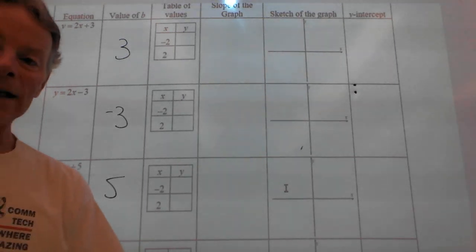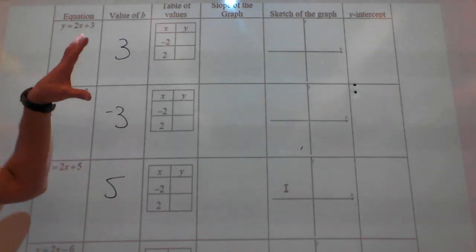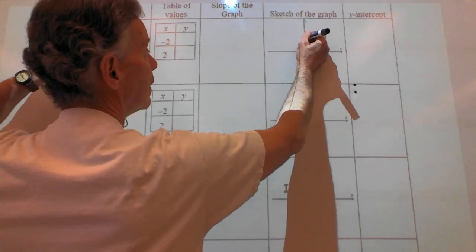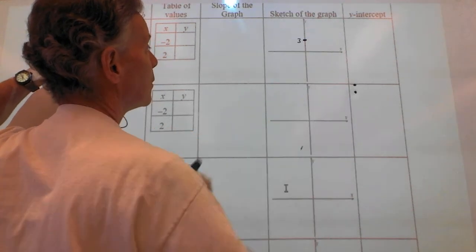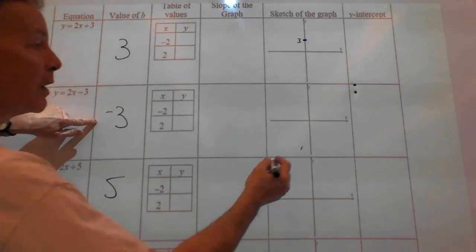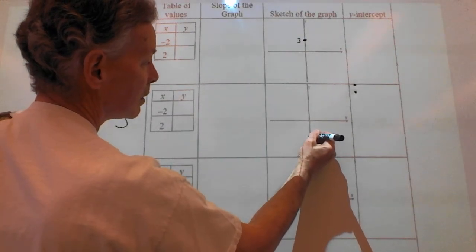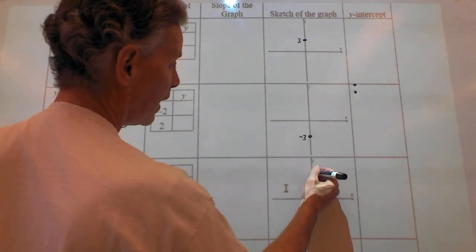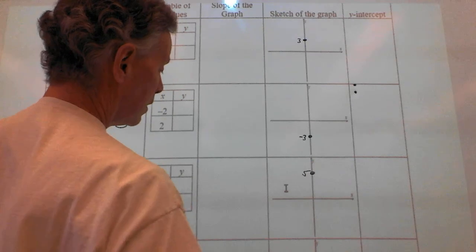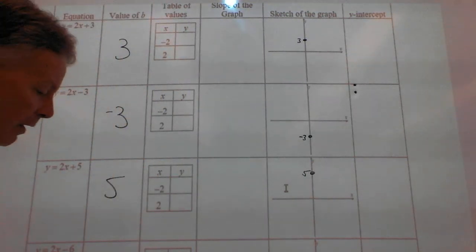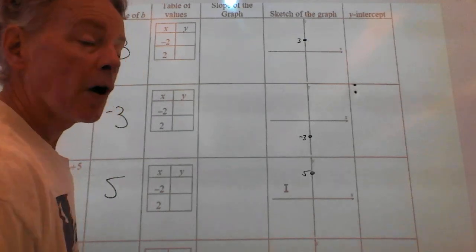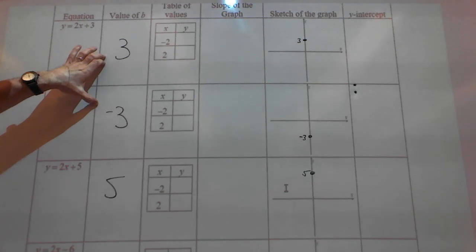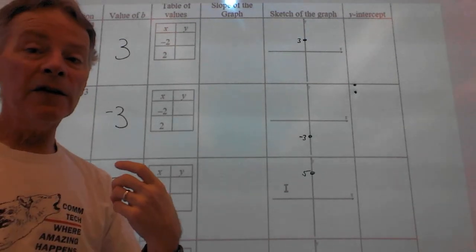So what does that mean? That means that when you graph these lines, they're going to cross the y-axis at a different point. This one will cross at positive 3. This one, on the other hand, is going to cross down here at negative 3. This one will cross at 5, and this one at negative 6. We can't really see that, so we're not going to worry about it. Okay? So what's different about them? The y-intercept.